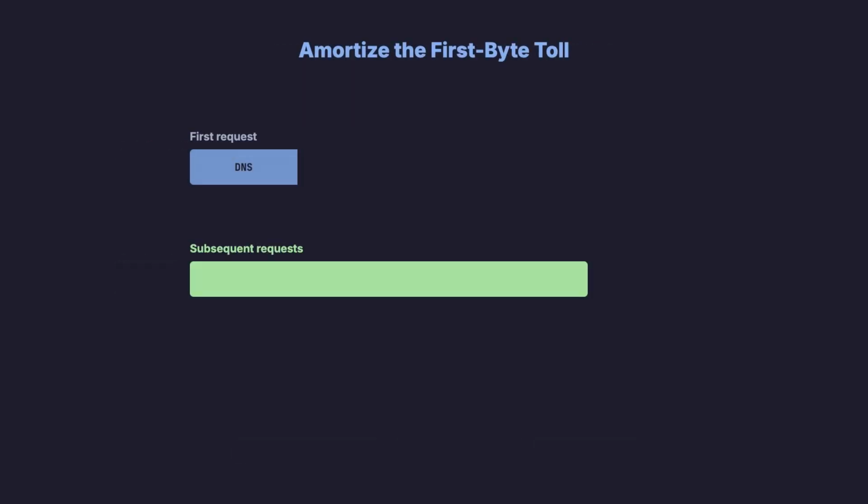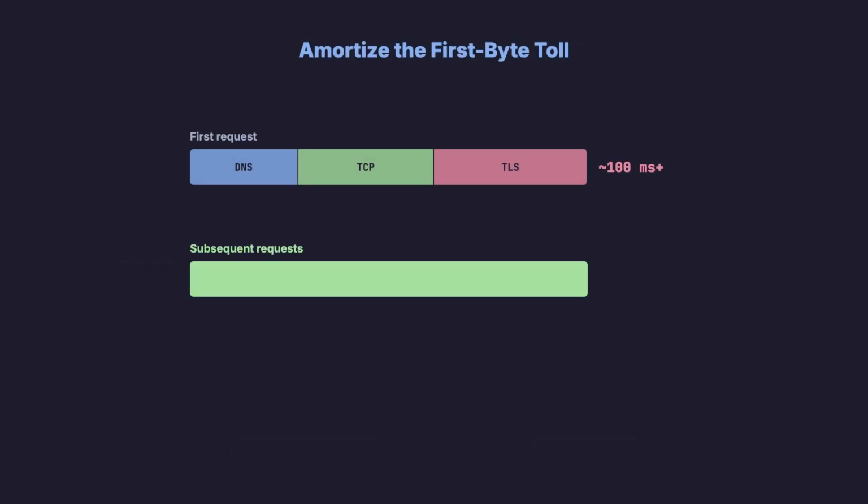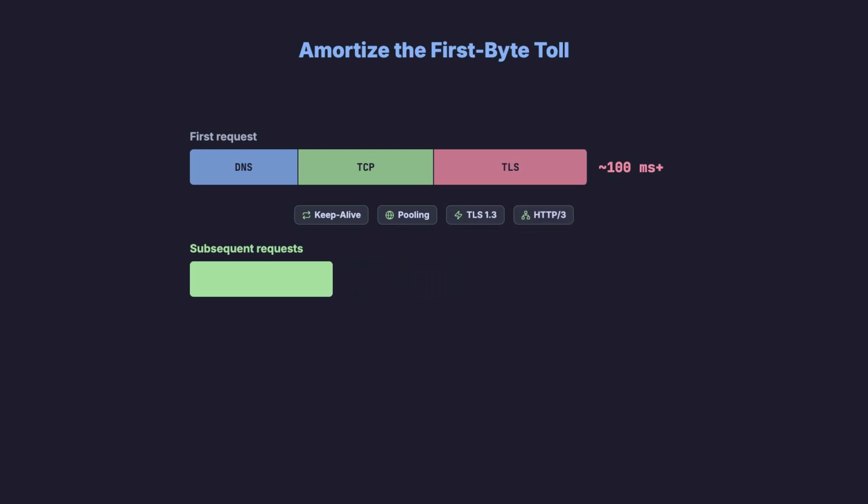To recap, the first request to any host pays a mandatory toll of DNS, TCP, and TLS handshakes. Those round trips multiply by geographic distance to create a latency floor. Use Keep-Alive, connection pooling, TLS 1.3, and HTTP/3 to amortize that cost to near zero for subsequent requests. Understand the handshake dance, and your systems will be fast from the very first byte.